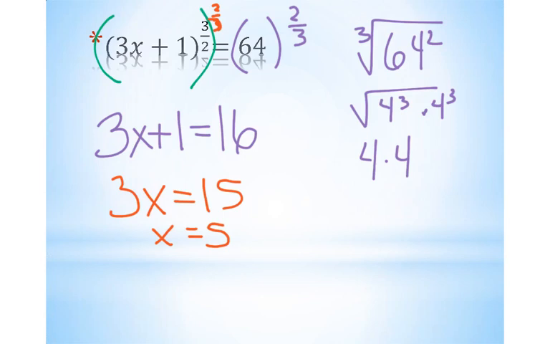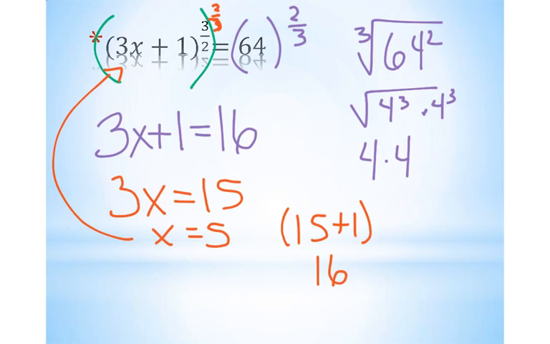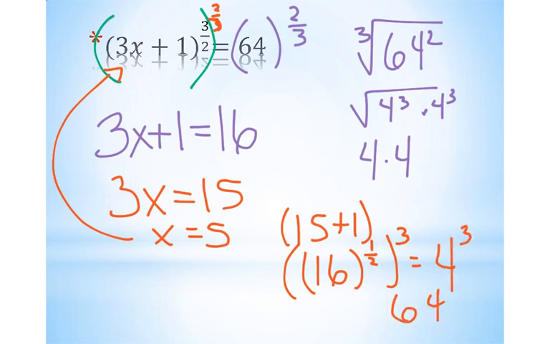Before we call it quits, we need to make sure and go back and check it. So we've got 3 times 5, actually I'll just write 15, plus 1, that's 16. 16 to the 3/2 power. We can write that as 16 to the 1/2 power, to the 3rd power, because 16 to the 1/2 power is 4, and 4 to the 3rd power is 64. That's what it needs to be, so this does work, and my solution is 5.